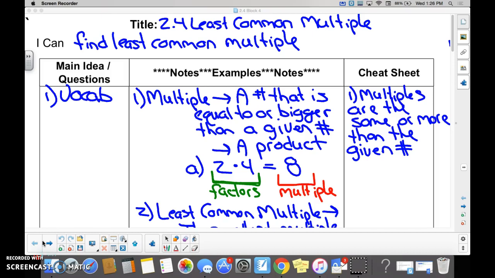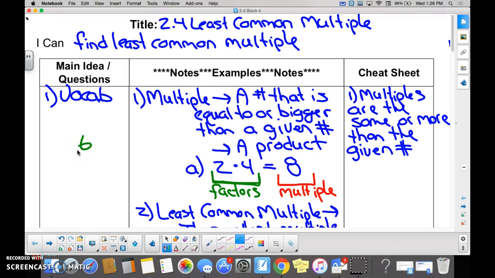Okay, good. So if I give you the number 16, anything that is less than 16 is a what? Factor. And anything that is greater than 16 is a what? Multiple. What if the number is 16? What is it then? It could be both. It could be a factor or it could be a multiple, right?